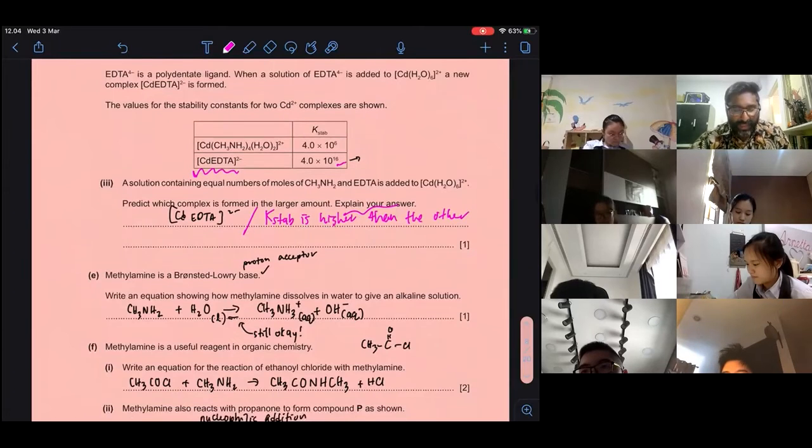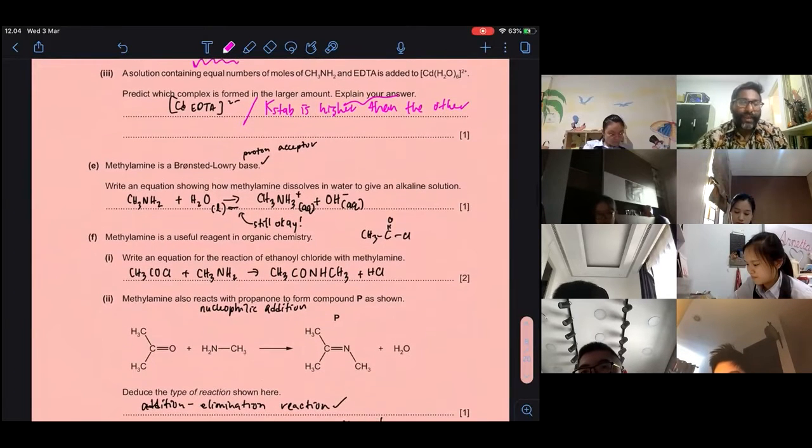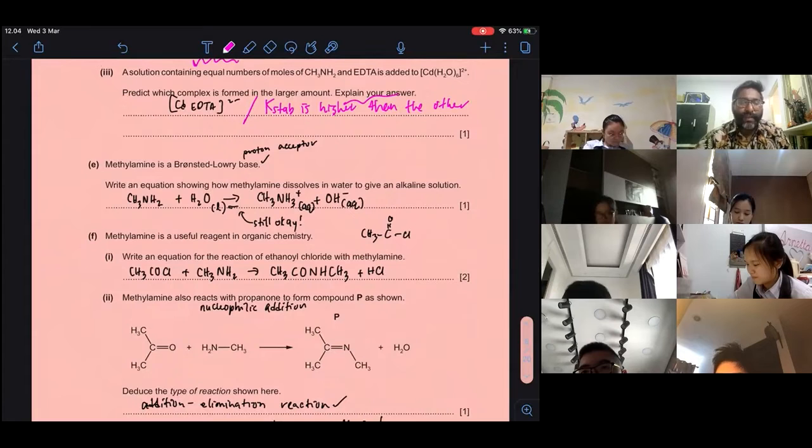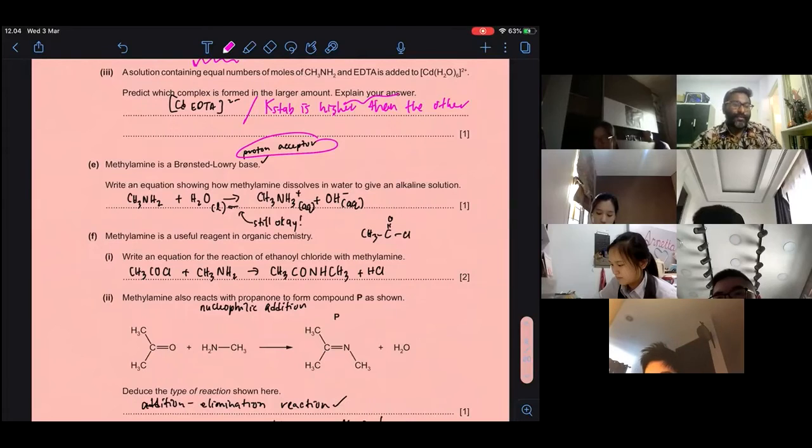Next question, methyl amine is a Bronsted-Lowry base. A Bronsted-Lowry base is a proton acceptor. Any base is a proton acceptor. So methyl amine is going to be a proton acceptor. You need to think about it from that perspective.